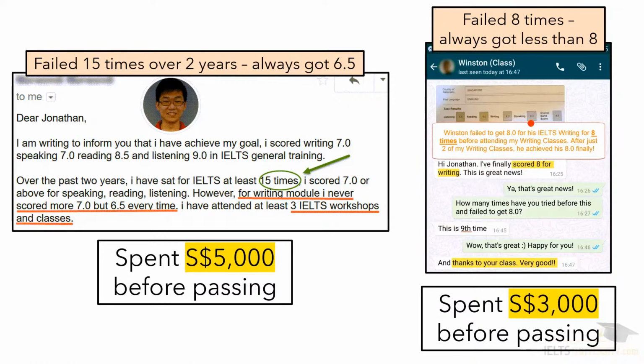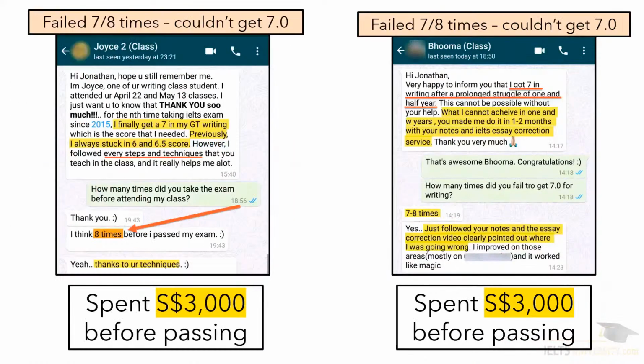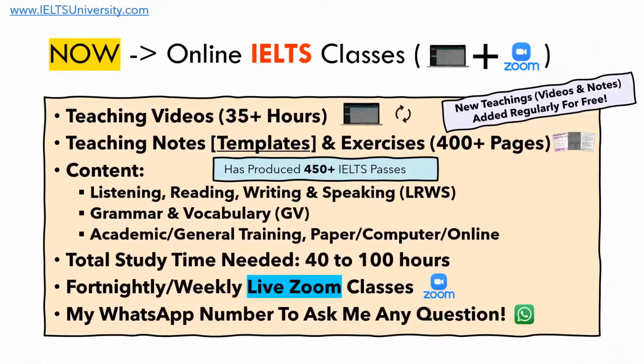This person too, 8 times, always got 7.5. Came to my class, finally got 8. Spent $3,000 plus. Same for Joyce, same for Boomer, right? They failed so many times, they spent so much money. Why? Because they underestimated the difficulty of passing the IELTS exam. So please don't do that, right?